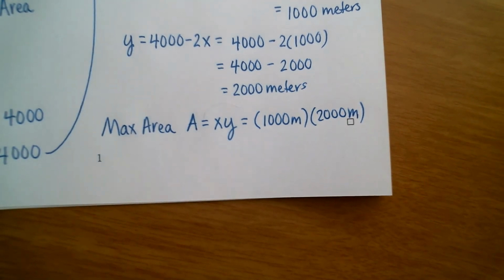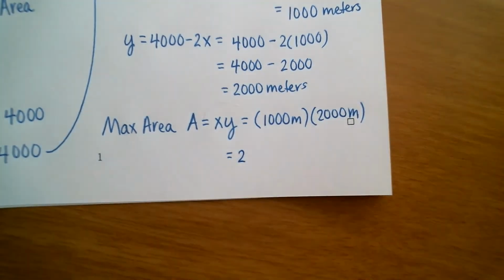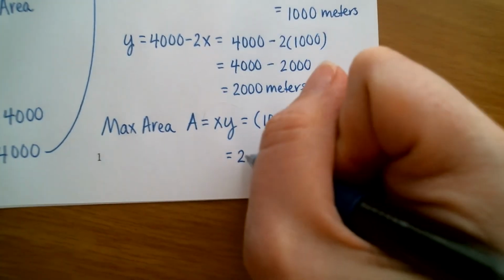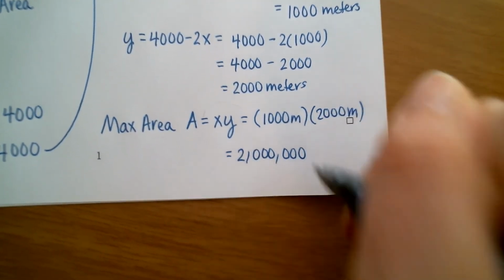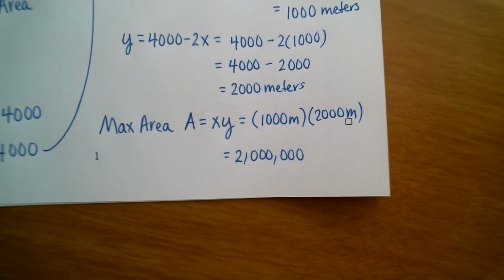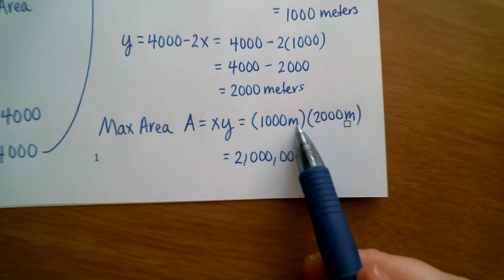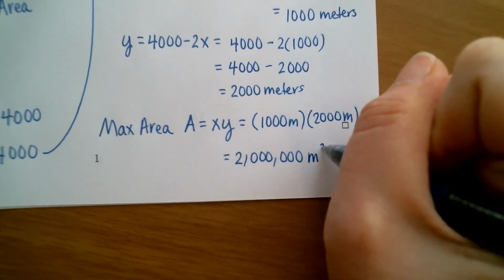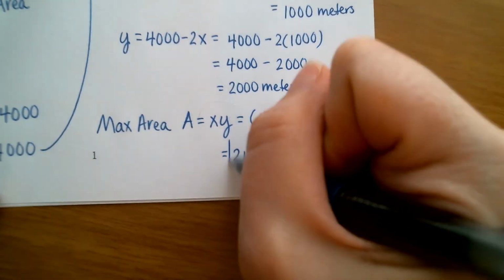You need to plop that into your calculator, and that's going to be a big number, with a lot of zeros. Let me count zeros: 1, 2, 3, 4, 5, 6. So it's going to be 2 million. Again, you need to give me units. The length x was 1,000 meters and y is 2,000 meters. Area units are, and I wrote the units here for a purpose, meters times meters, so it's going to be square meters. So that's the answer. This is the maximum area.